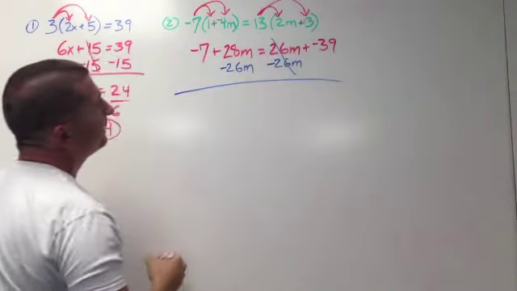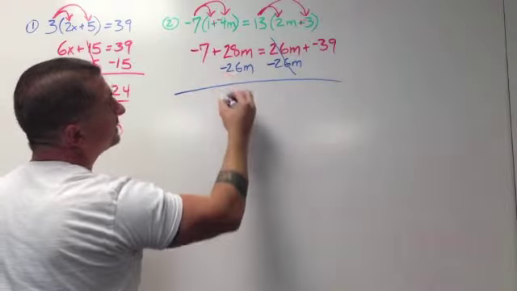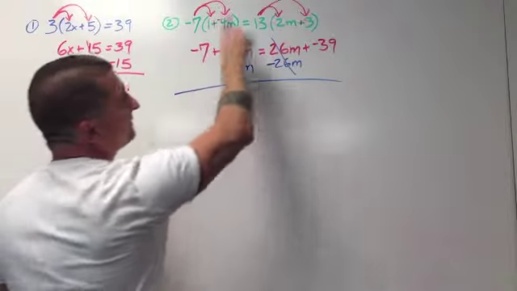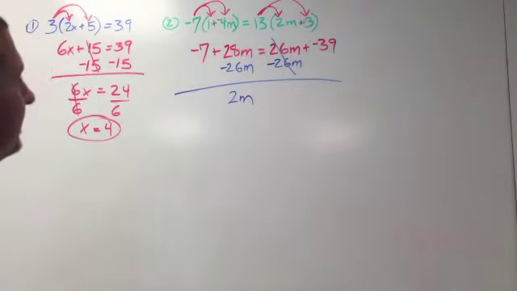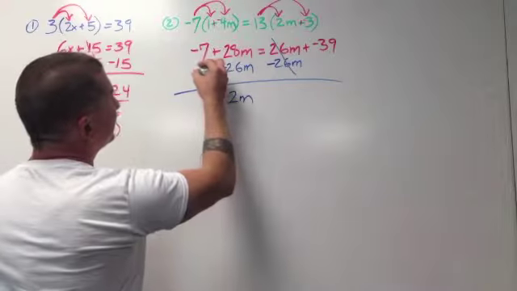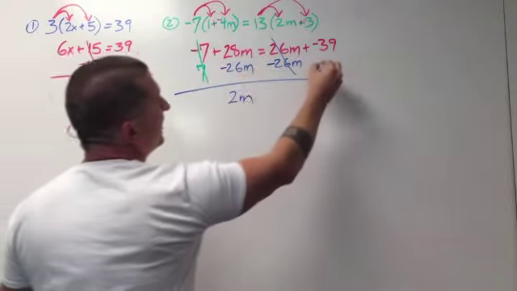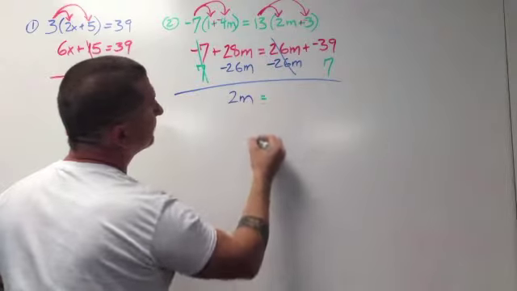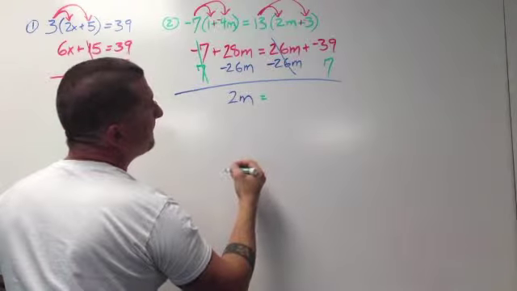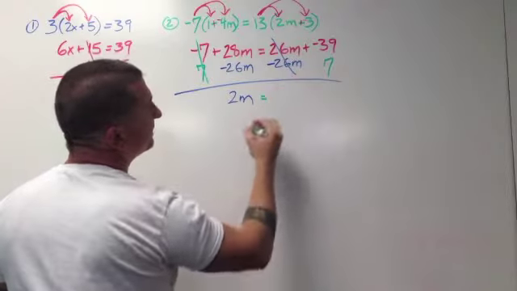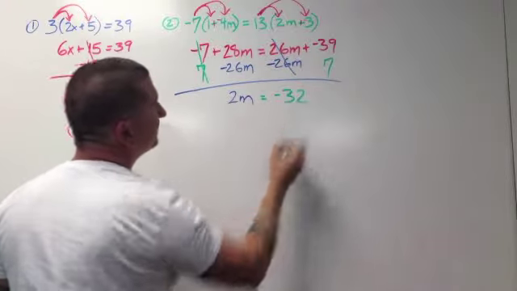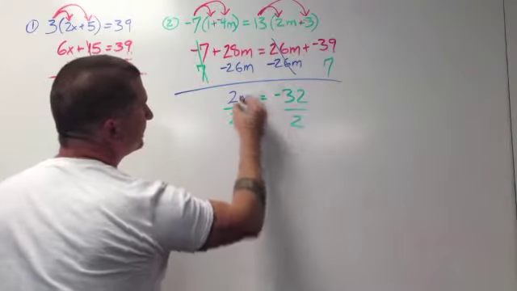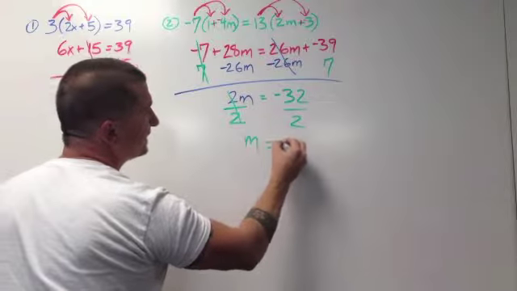This cancels out. 28m minus 26m is 2m. That means I need to move my -7 to the right side of the equation. So I'm going to add 7 to cancel it from the left. I'll add 7 to put it on the right. -39 plus 7 is -32. And our last step is to divide by the coefficient 2. We have m equals -16.